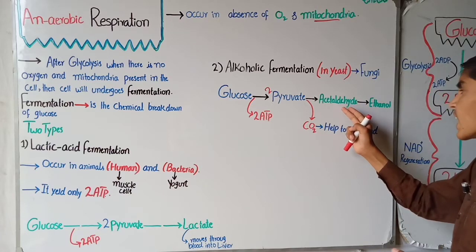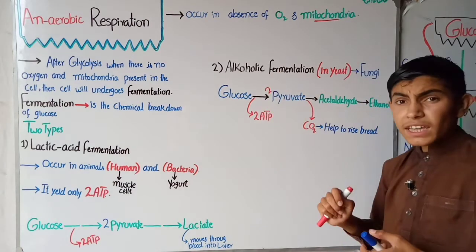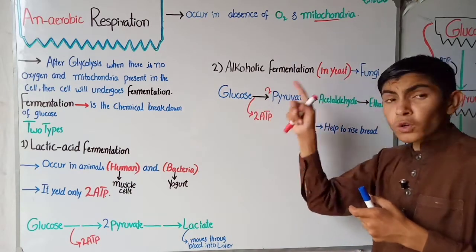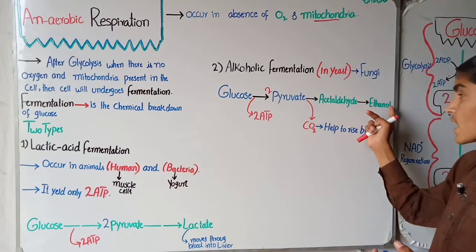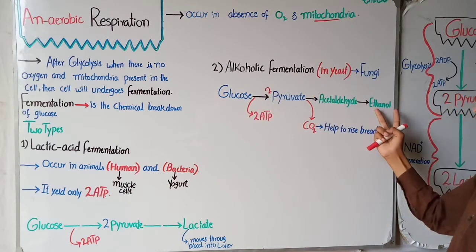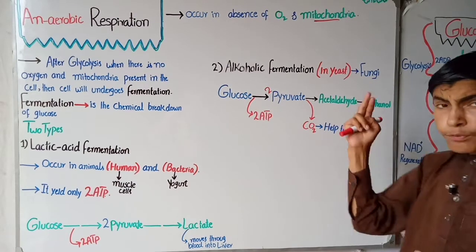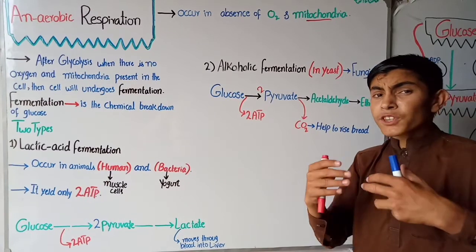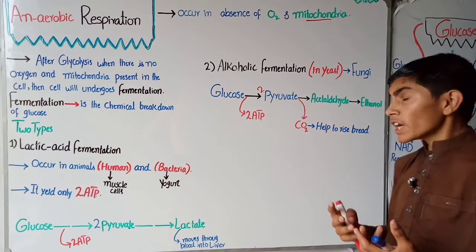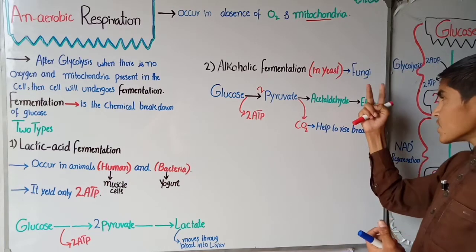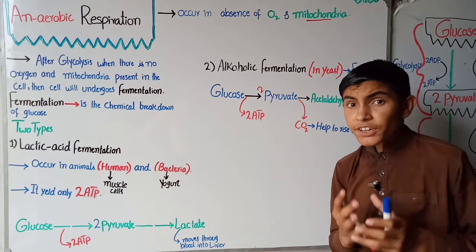Then the acetaldehyde is converted into ethanol, and ethanol is a type of alcohol, and this whole process of alcoholic fermentation is used in the production of wine. The last product is ethanol, and the fungi produce a lot of ethanol. As the amount of ethanol increases, the fungi themselves die. When the fungi die, they are degraded and give us pure ethanol, which is then a type of wine.